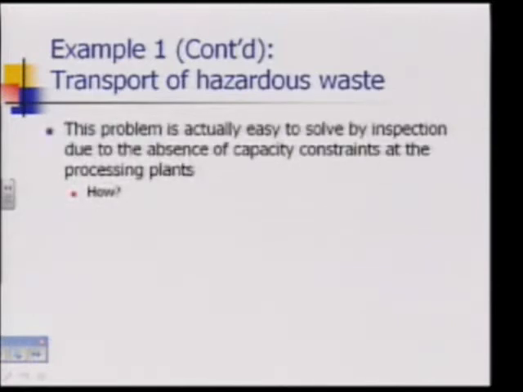All right, so that's the problem. It's actually easy to solve by inspection due to the absence of capacity constraints at the processing plants. How? Yes? Each plant just sends to the lowest cost processing plant. Okay, and that should be it, because if there's no capacity, if it turns out that all 5 production plants end up sending to a single processing plant, they'll be okay because there's no capacity constraint. Very good.